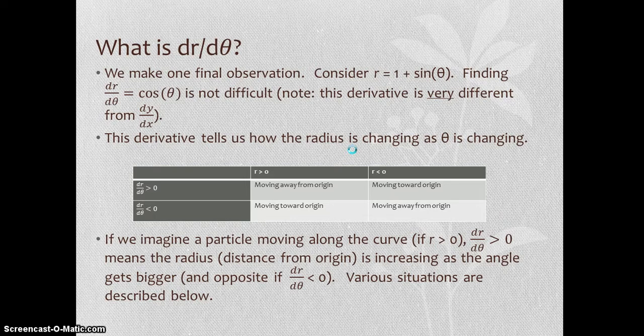The derivative dr d theta tells us how the radius changes as theta changes. And I put a nice little chart in here that helps describe that. If r is bigger than 0 and dr d theta is bigger than 0, that means the radius increases, so we're moving away from the origin. If r is positive and dr d theta is negative, on the other hand, our radius is getting smaller and our particle moves towards the origin. The opposite happens if r is already negative and dr d theta is positive. That means r is increasing, so it is still negative but getting closer to 0, so our particle moves towards the origin. And then the opposite if dr d theta is less than 0. Your reading has various other situations that you might find helpful.